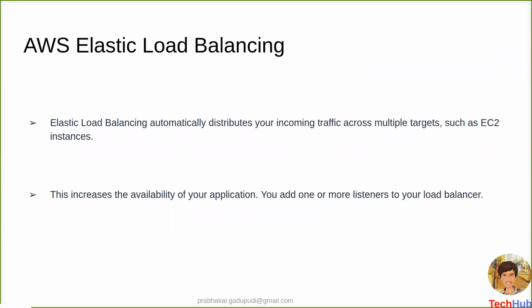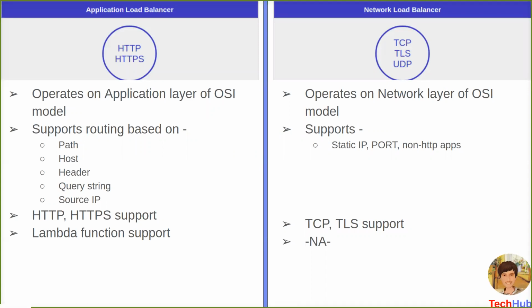First of all, let's check what is elastic load balancing. Elastic load balancing automatically distributes your incoming traffic across multiple targets such as EC2 instances. With the help of elastic load balancing, it increases the availability of your application, and you can add one or more listeners to put your load balancer on this. Application load balancer and network load balancer are both configured similarly, with a slight difference. You can watch my previous video, where I explained how to configure an application load balancer.